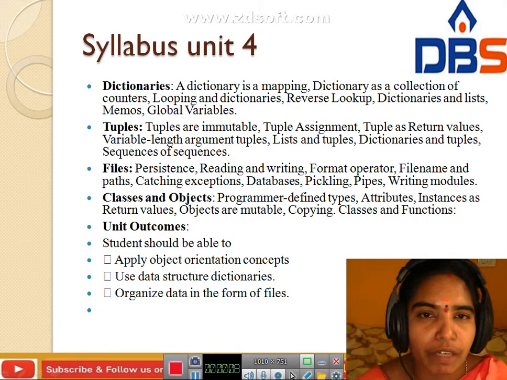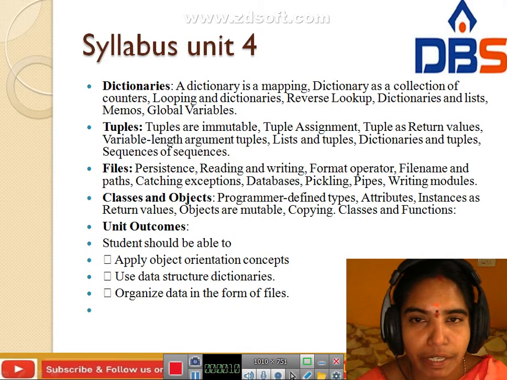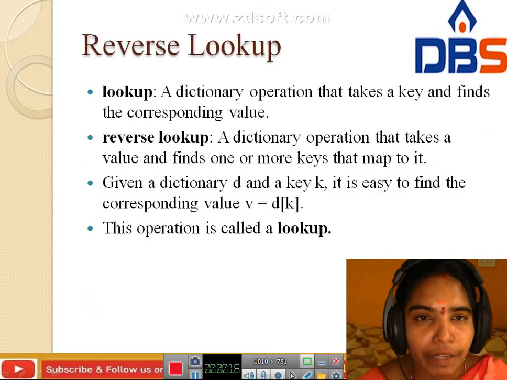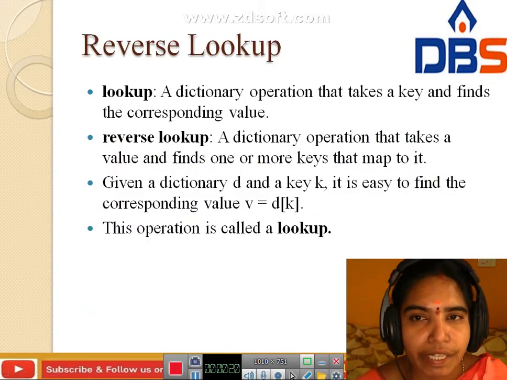In this syllabus we completed that a dictionary is a mapping, a collection of counters, and looping and dictionaries. The next topic is reverse lookup. Lookup is a dictionary operation that takes a key and finds the corresponding value. In a dictionary, it is a key-value pair, which we already learned in the last class.